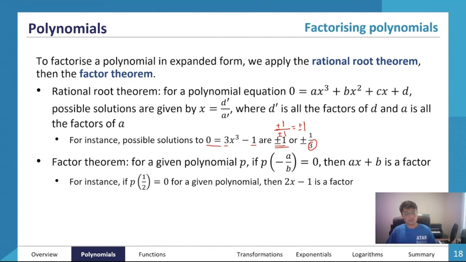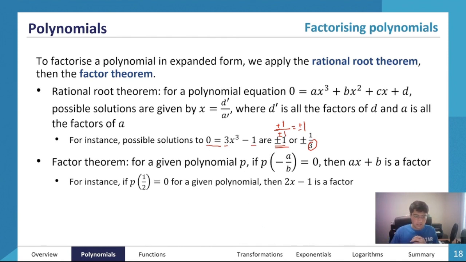So we use the rational root theorem to just discover a couple potential solutions to a given polynomial, and that'll help us better guess the correct solution and save us a lot of time when it comes to substituting in random guesses until we find something that works.